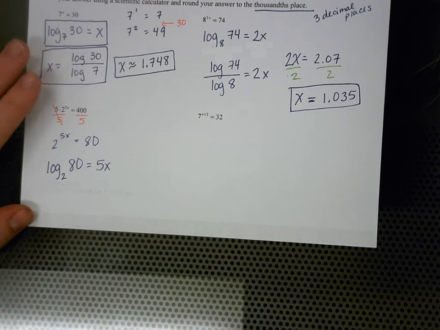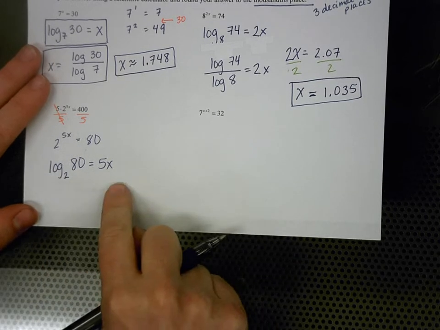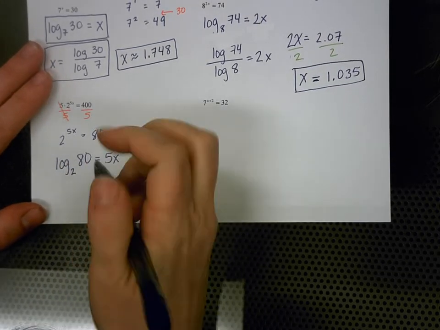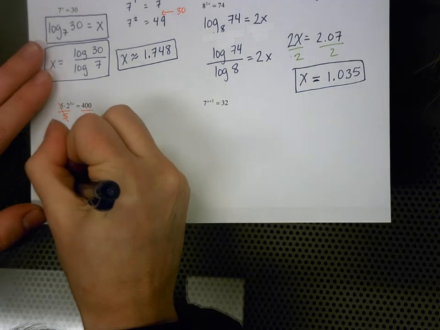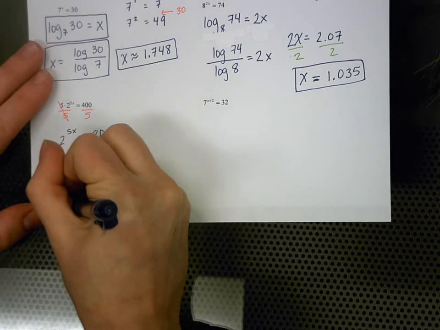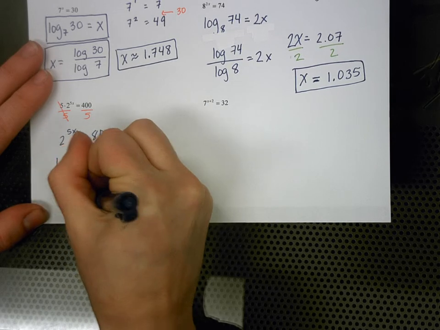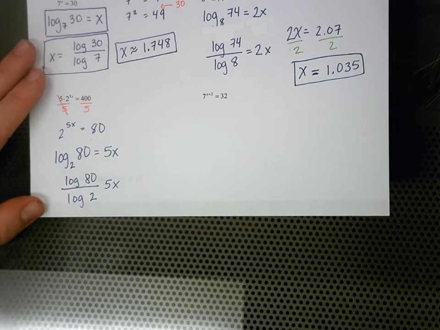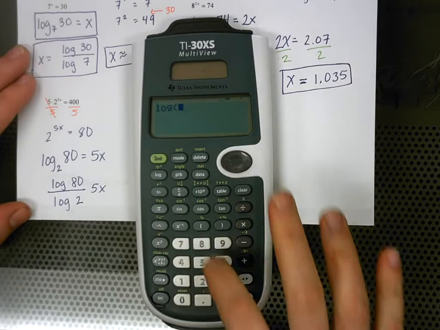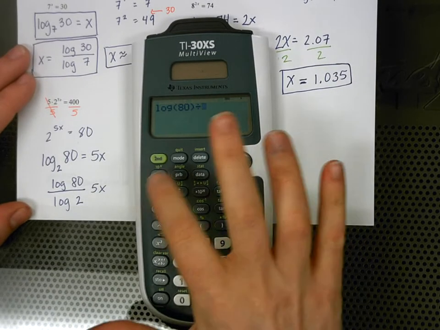All right, and that's one way we're going to write it. The second way we're going to write it is to set the 5x equal to the change of base. So log 80, that's base 10, over log 2. Log base 10 of 80 over log base 10 of 2. Log 80 divided by log 2.